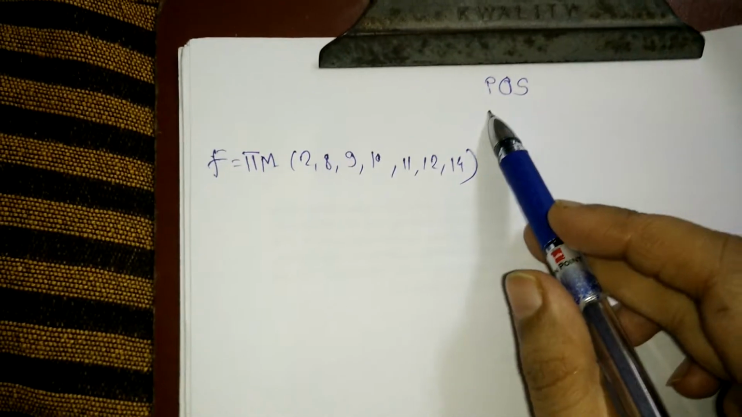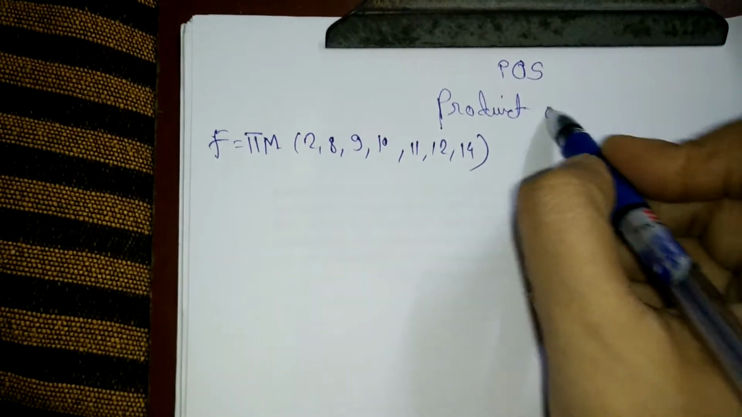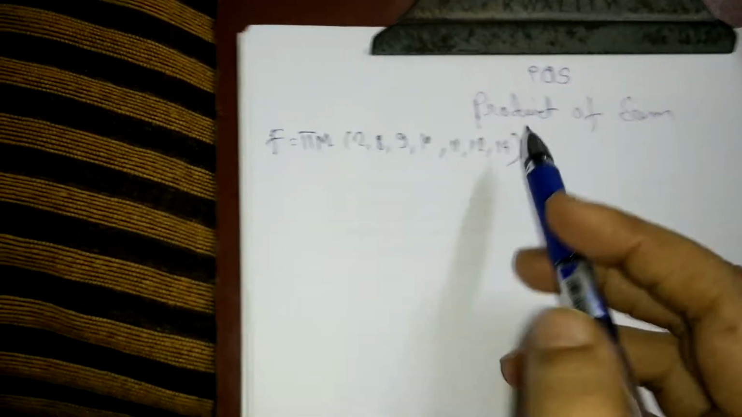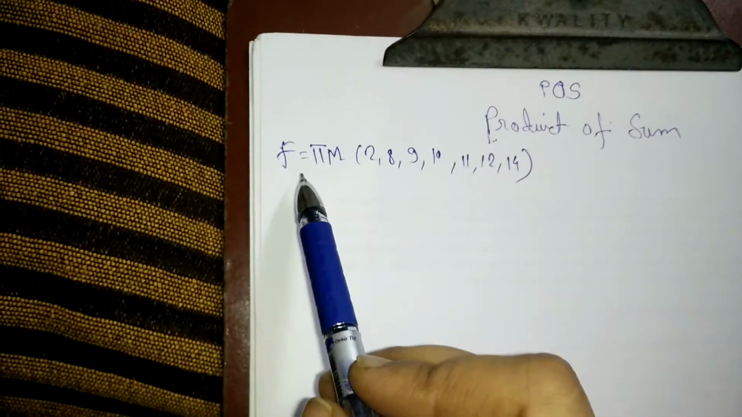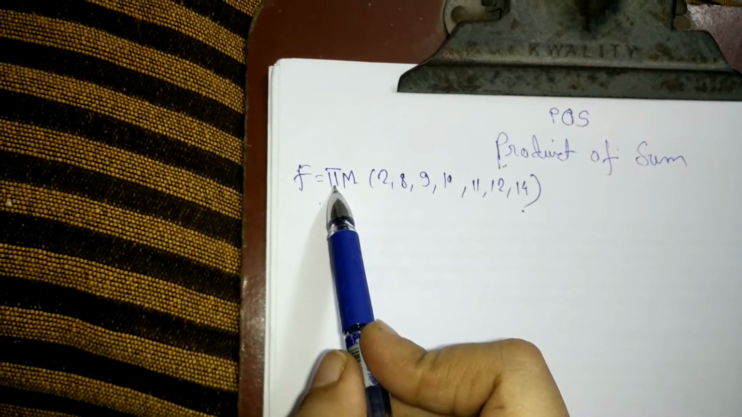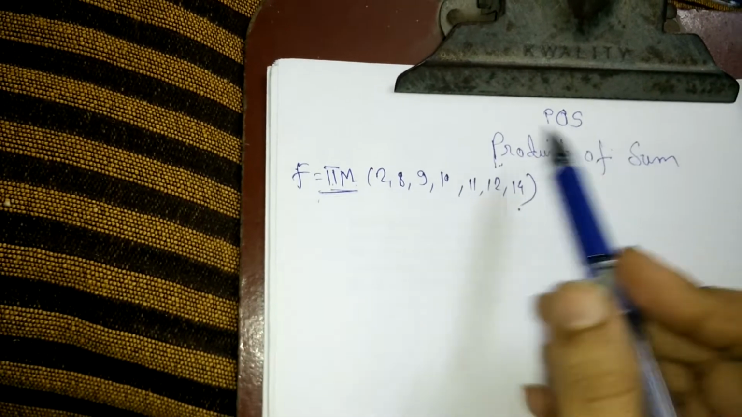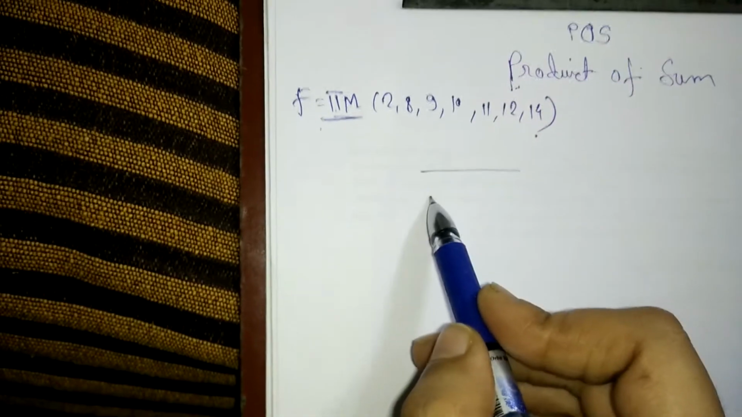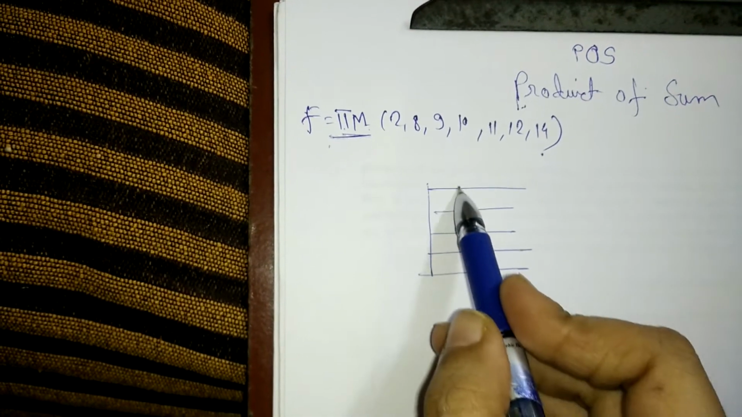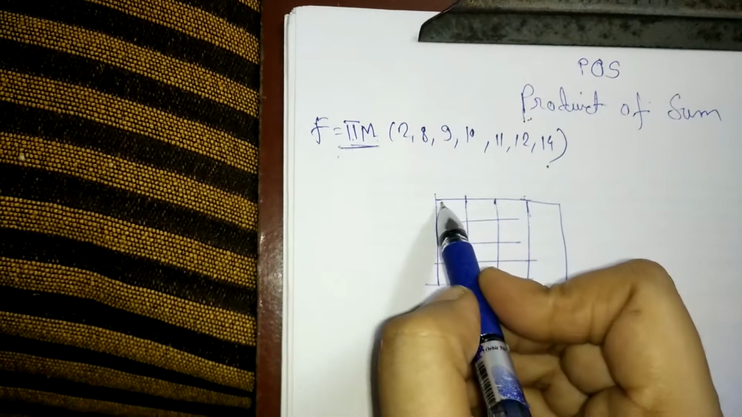The topic that we are going to see is the product of sum form. We have already seen sum of product form for a K-map. Now we are going to see product of sum form, that is for a 4 variable K-map. Now see, if it is having a pi and capital N, then it indicates that it should be in a product of sum form. Now let us draw the K-map for 4 variables, and then we will convert the given max terms into product of sum form.